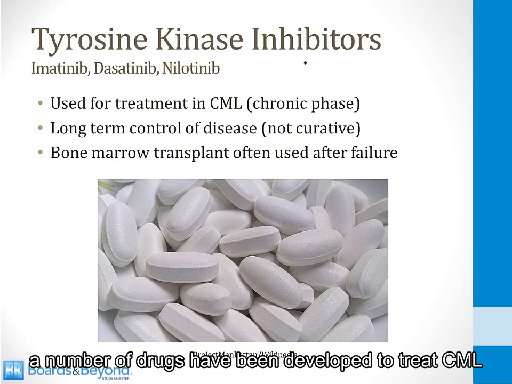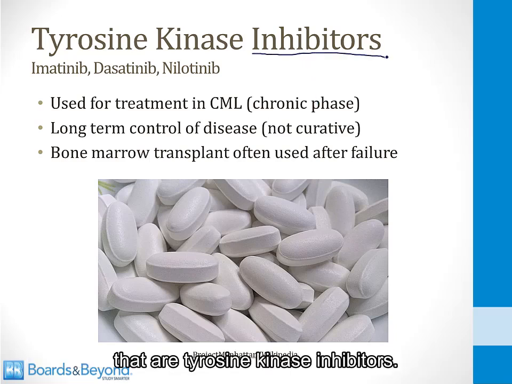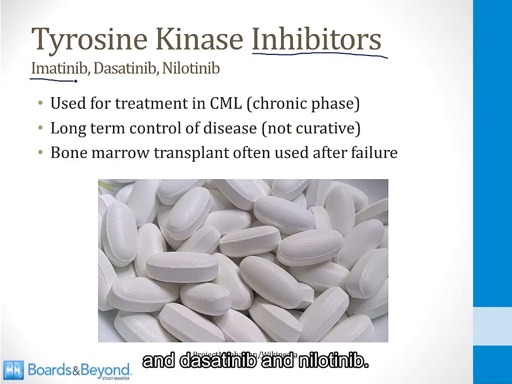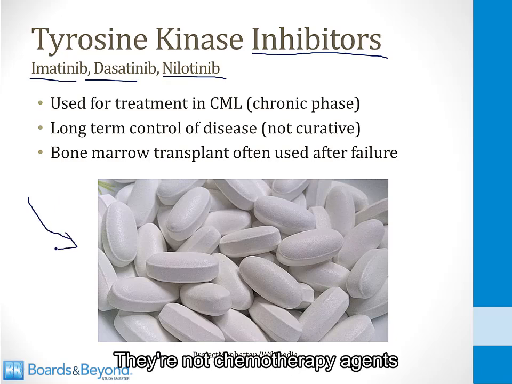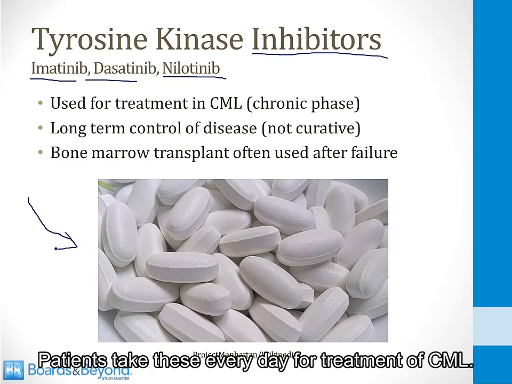Because CML involves the Philadelphia chromosome and overactivity of a tyrosine kinase enzyme, a number of drugs have been developed to treat CML that are tyrosine kinase inhibitors. These drugs go by names like imatinib and dasatinib and nilotinib. They're oral pills. They're not chemotherapy agents that patients receive via infusion. Patients take these every day for treatment of CML.